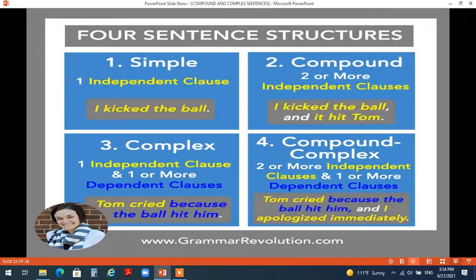For example, Tom cried because the ball hit him. Here we have the subordinator because.